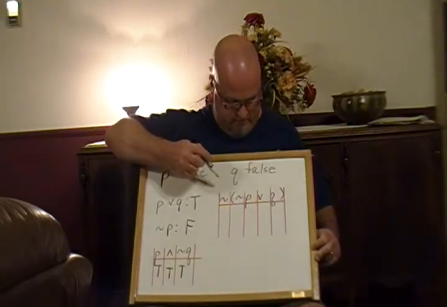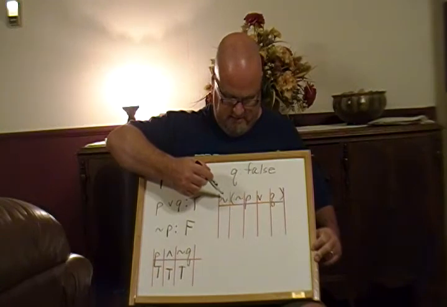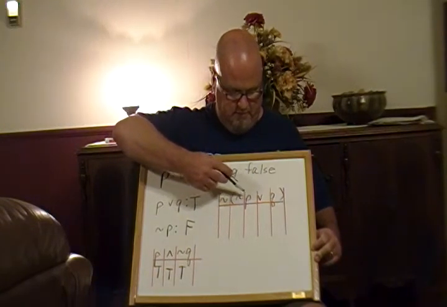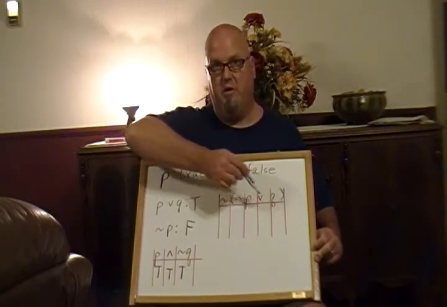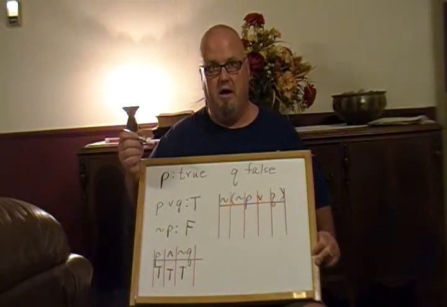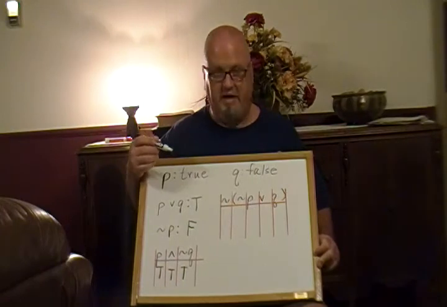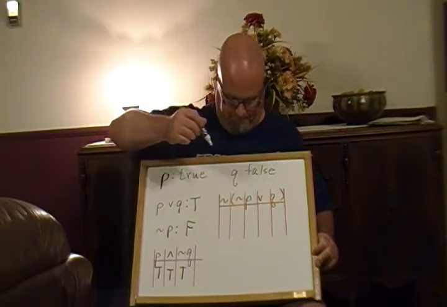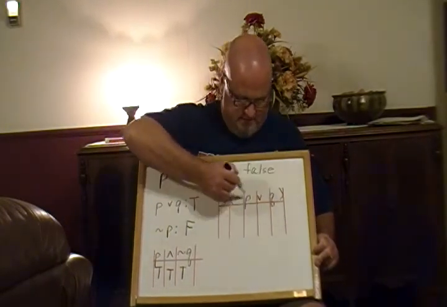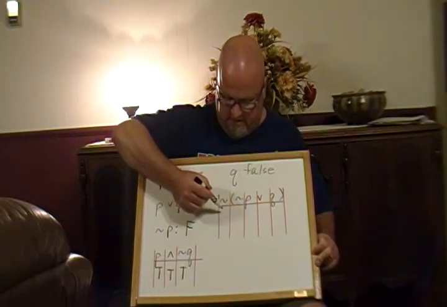One last example. This one's a little bit longer. This is the negation of not P or Q. And notice the parentheses here. The parentheses have the same effect as they do in algebra. In other words, we work inside the parentheses first. So we're going to do all this inside part first, then we're going to take the negation of it out here.